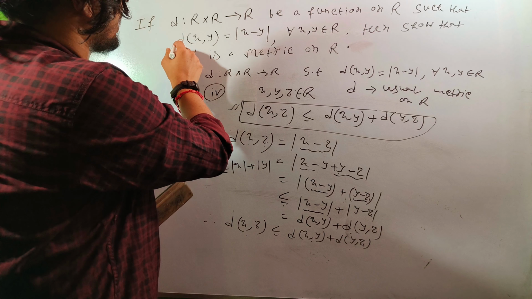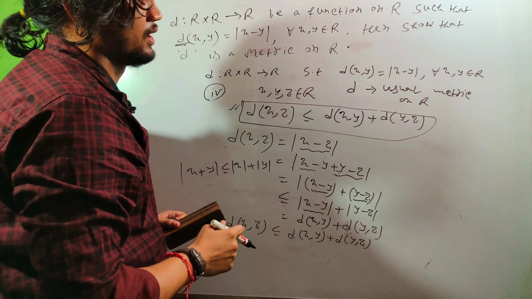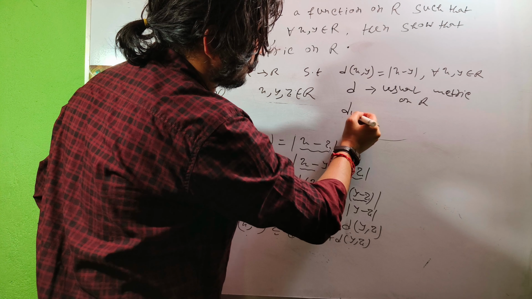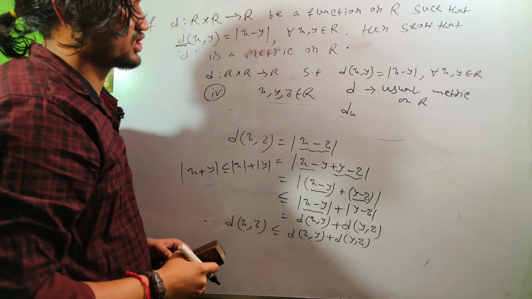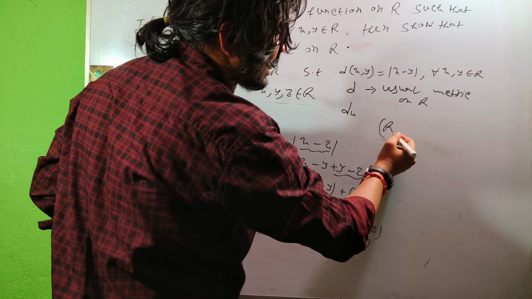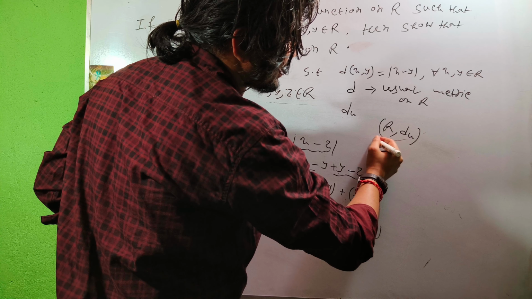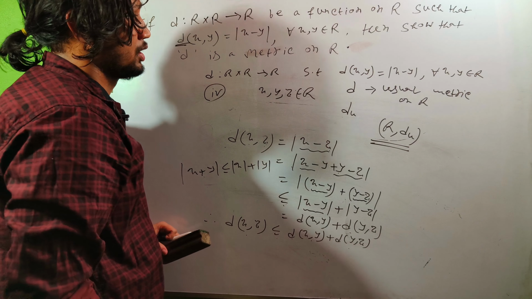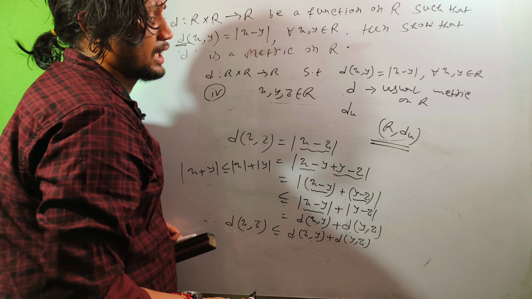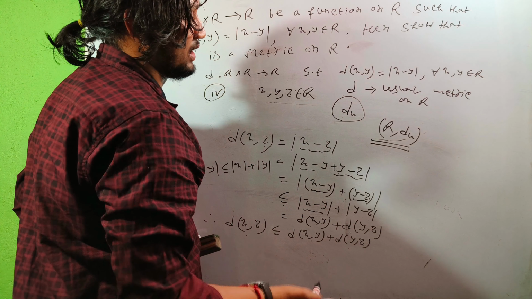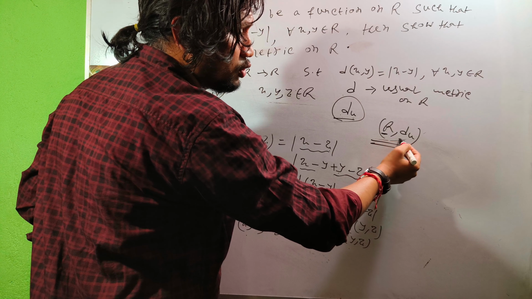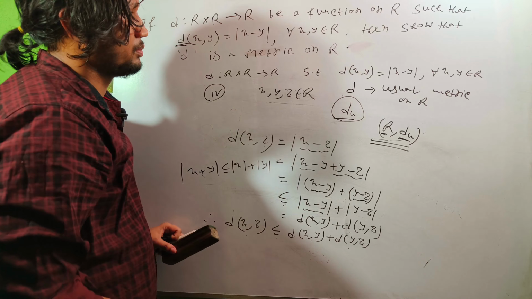This metric D is called the usual metric on R and is denoted as d u. The real number set R with the usual metric D is called the usual metric space. So guys, the usual metric on R is frequently denoted by d suffix u, and the set R with the usual metric D is called the usual metric space.